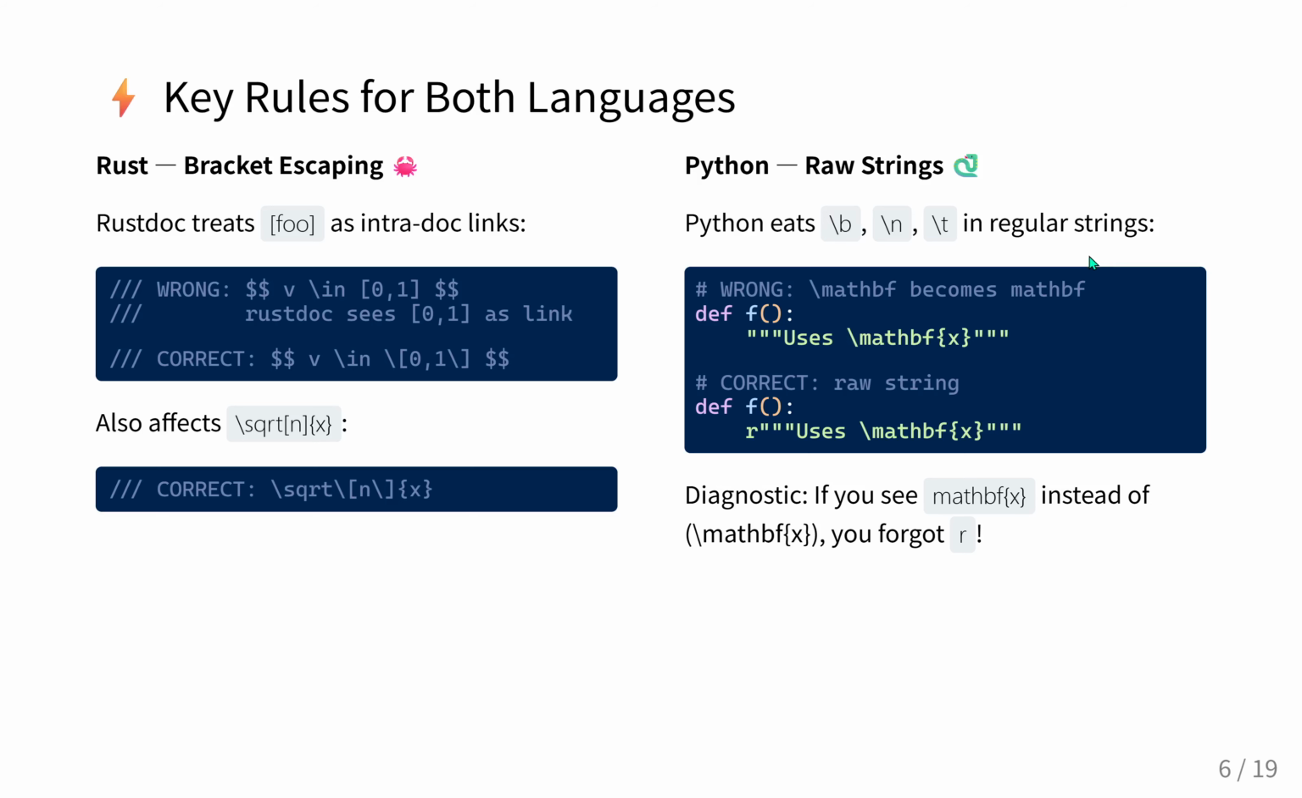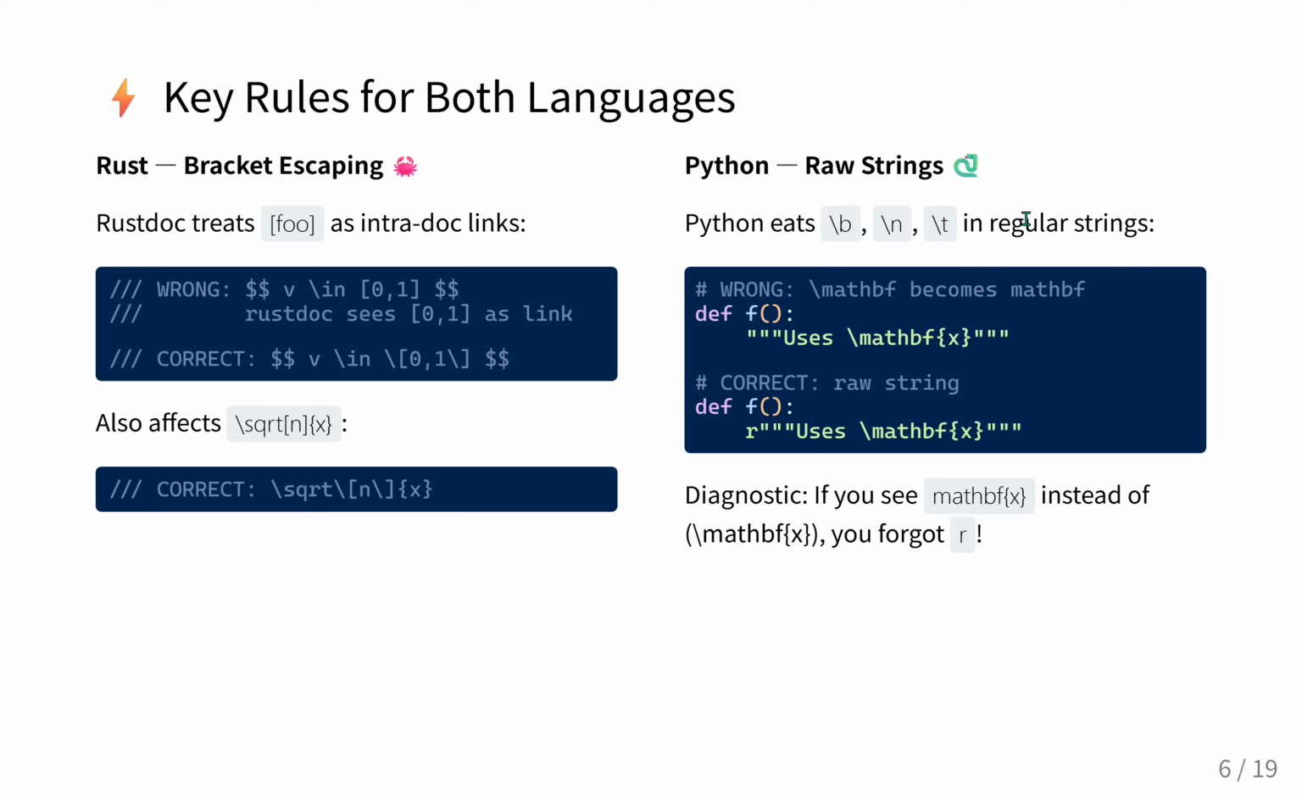So let's simulate this. Imagine you are a developer typing a beautiful LaTeX formula. You write \mathbf, open brace x, close brace, because you want a bold letter X. Yeah. You compile your docs, hit refresh, and expect to see a bold X. But Python sees that \b, completely ignores the mathbf context, and executes a backspace right in the middle of your string. That is wild.